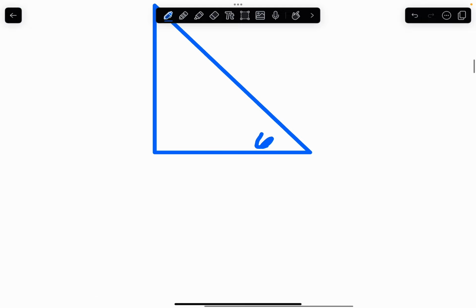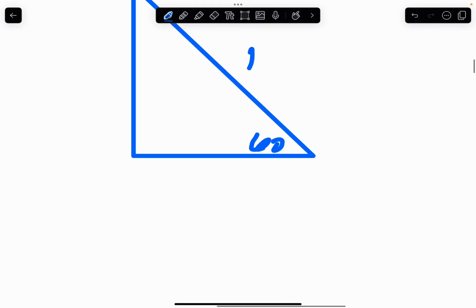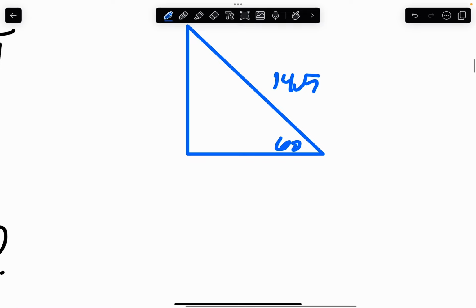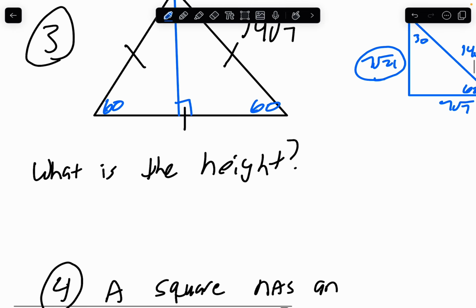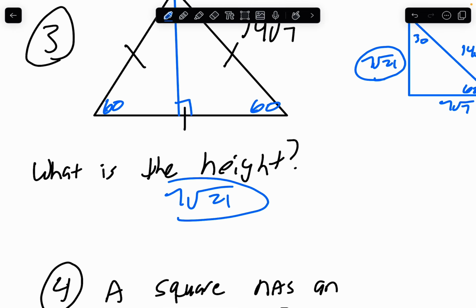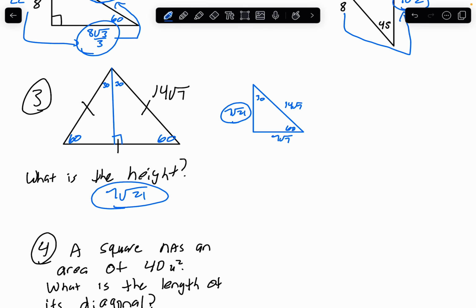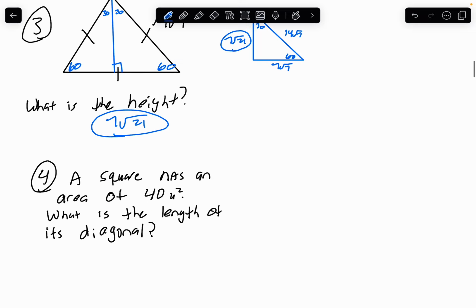where we have a corner of 60. The hypotenuse is 14 root 7. This is basically what we've got. So if this is 30, the side across from 30 would be 14 root 7 divided by 2. And the side across from 60 would be the short leg times root 3. So 7 root 21. What is the height? 7 root 21 would be the height. So we divided by 2, and then we multiplied by the square root of 3.